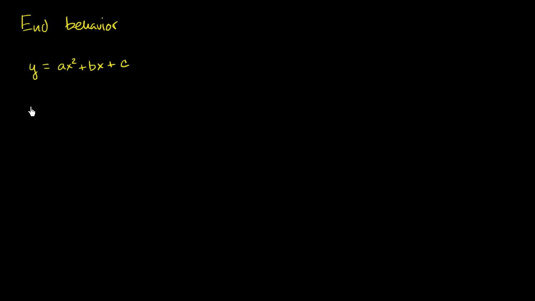We know that if a is greater than 0, this is going to be an upward opening parabola of some kind. So it's going to look something like that, the graph of this equation or of this function, you could say. And if a is less than 0, it's going to be a downward opening parabola.